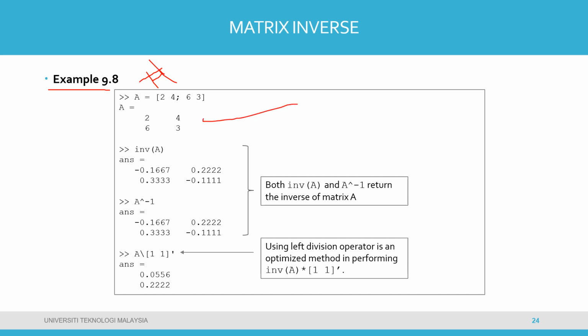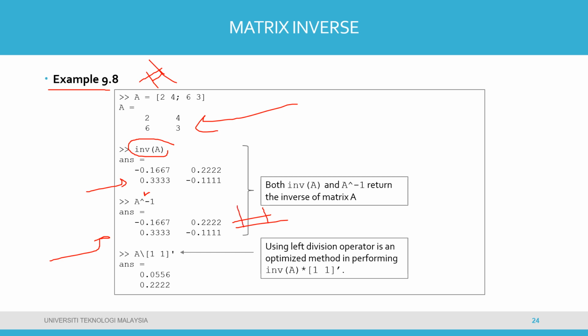Okay, for example, you have A is this one. If you use this type of code, you have to use INV, inverse, open bracket, A, close bracket. So if you inverse this, you get this answer. Another way is you use the hat, -1. So you use this one, you also get a similar answer.